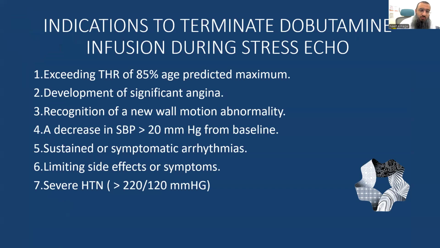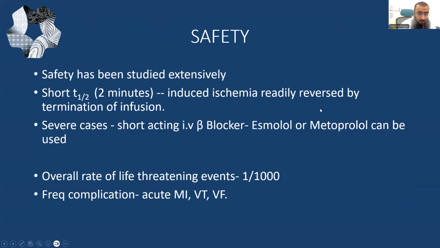When should we stop the dobutamine infusion? For sure, if you exceed 85% of the target heart rate, develop significant angina, recognition of new wall motion abnormalities or positive stress echo, a decrease in the systolic blood pressure of more than 20 millimeters of mercury from the baseline, a sustained or symptomatic arrhythmia, limiting side effects or symptoms, and severe hypertension. It's very important to talk with your patient during the procedure just to know how he feels, especially from a symptoms point of view.